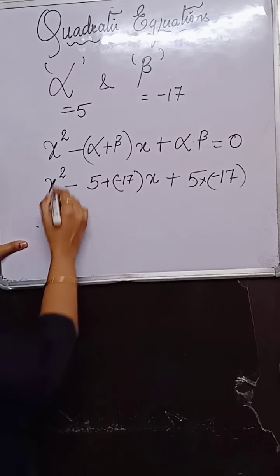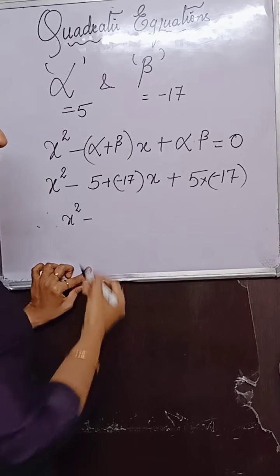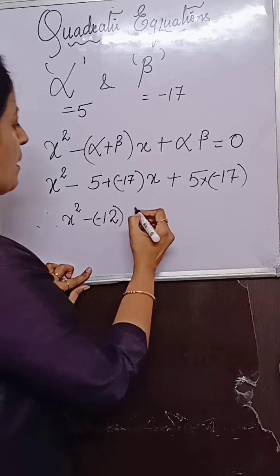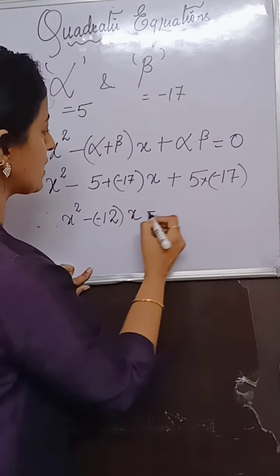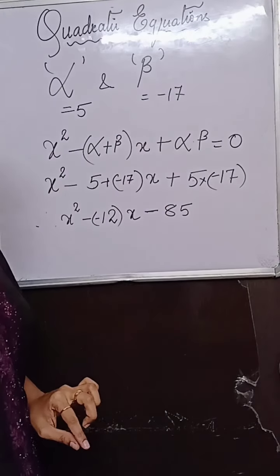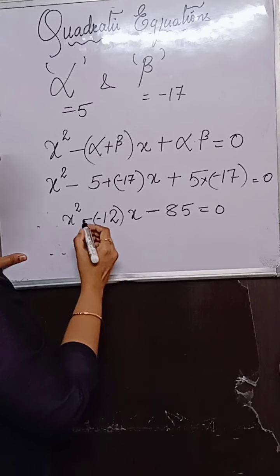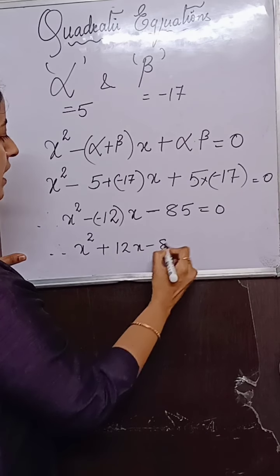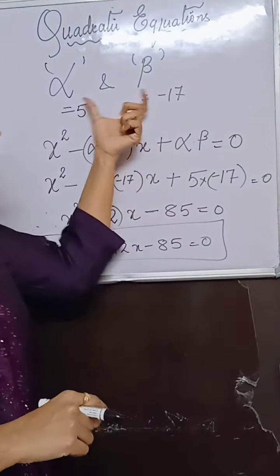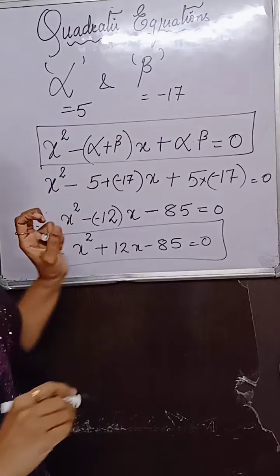Let us find the answer. Therefore, x square minus, plus into minus gives minus, 17 minus 5 is 12, so the bigger number is 17 and its sign is minus: minus 12 into x, plus into minus gives minus, 17 times 5: 7 fives are 35, carry 3, 5 ones are 5, 85. Write down the final equal to 0, please don't forget it, children. x square plus 12x minus 85 equal to 0 is the equation. So if you know the values of alpha and beta, you can get the equation using this formula, which you have to remember.